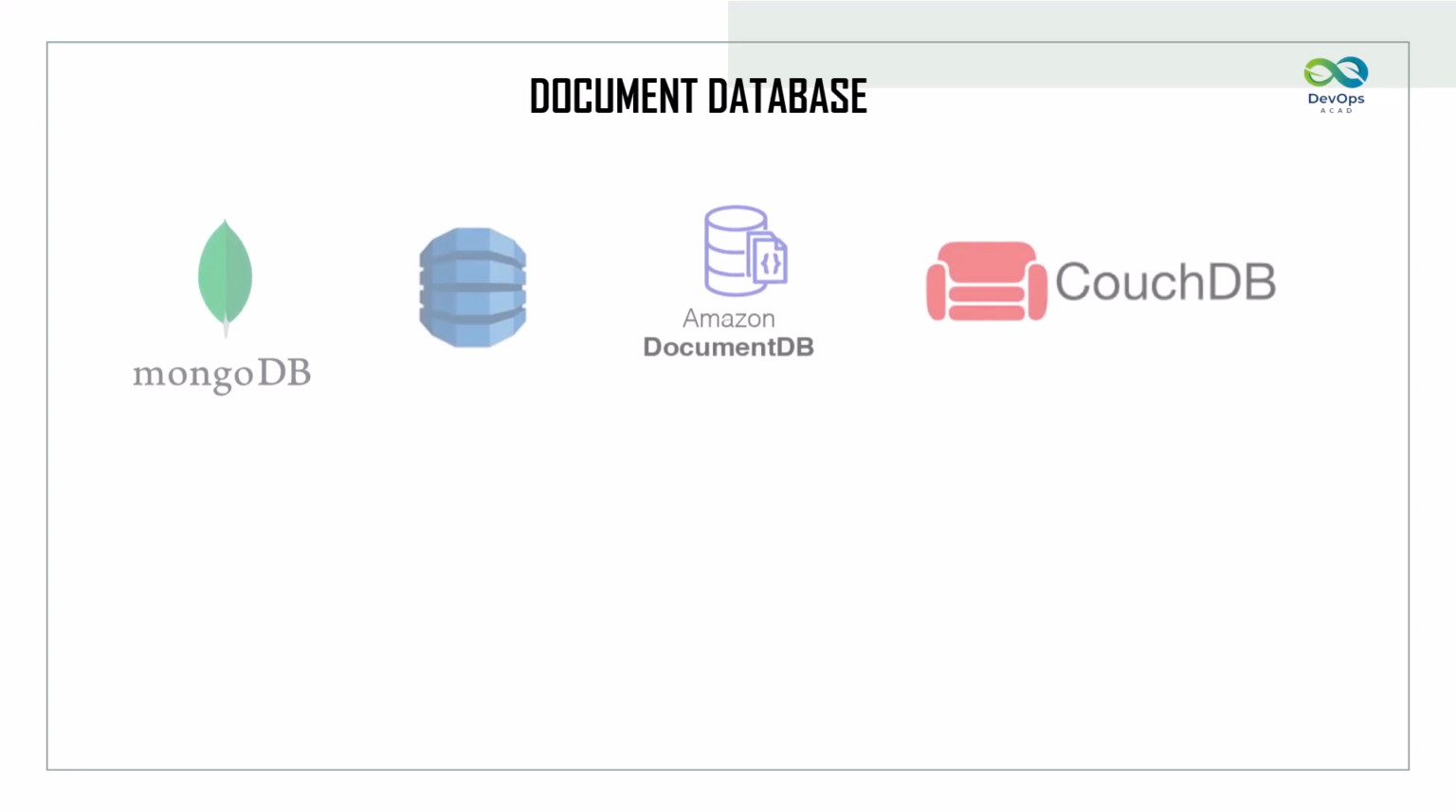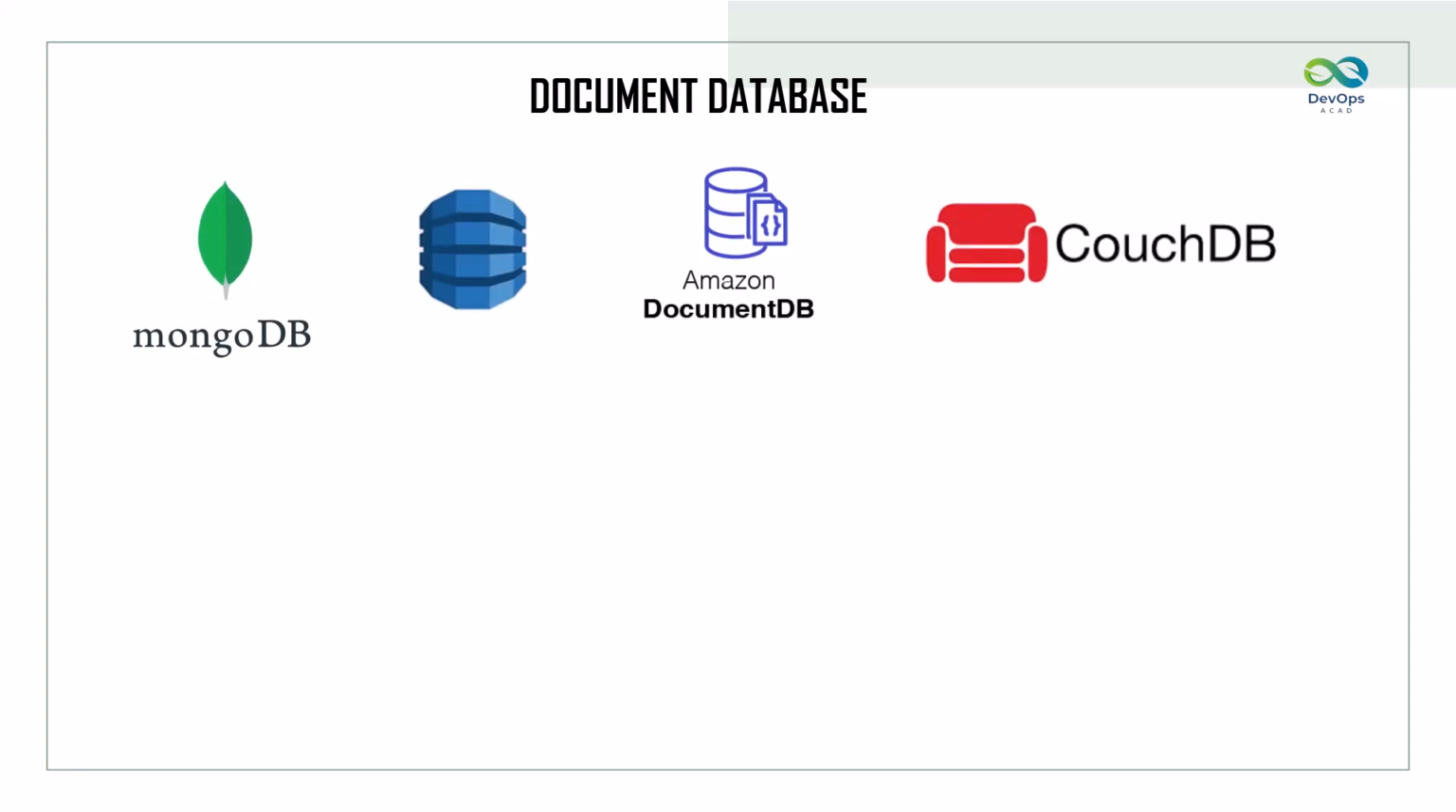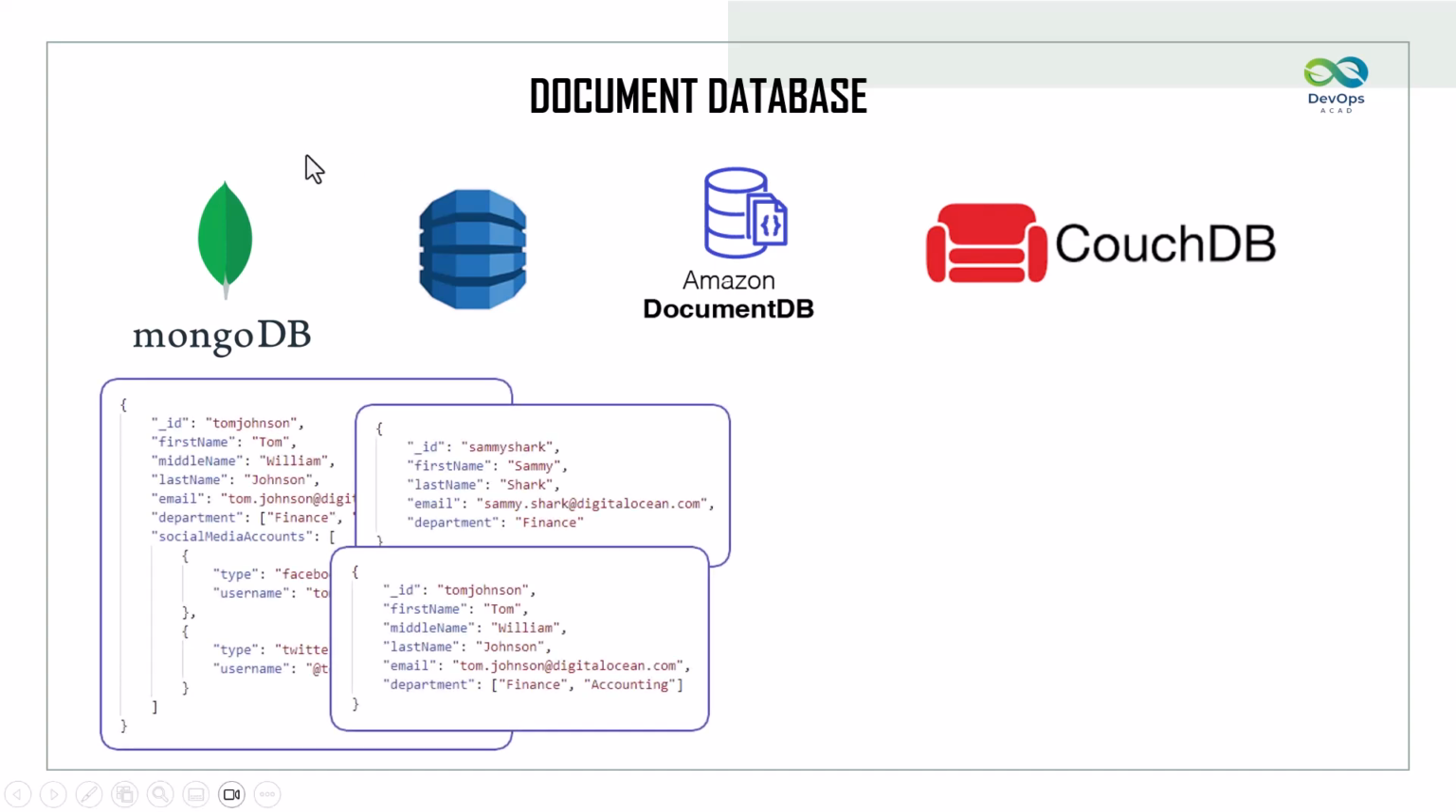So the third one that we're going to be looking at is what you call a document database, a document DB. So what is a document database? Now, we have quite a number of document databases, so let's take a look at the types that we have. For document databases, you have your MongoDB, you have your DynamoDB on AWS, you also have the Amazon DocumentDB, and then you have CouchDB. So let's take a look at the document database.